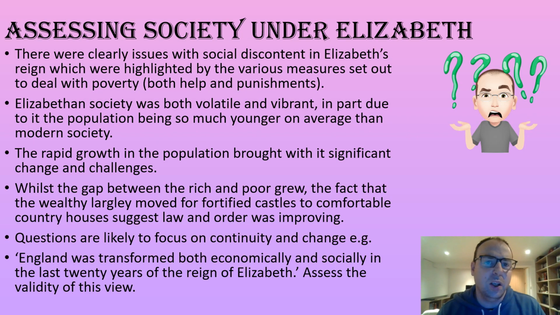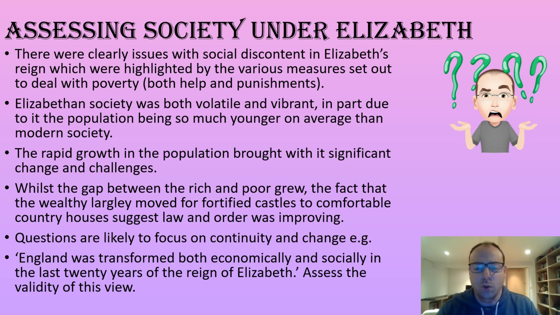In terms of assessing society under Elizabeth, clearly there are issues with social discontent in Elizabeth's reign, which are highlighted by, for example, various measures set out to deal with poverty, both helping the poor and punishing the poor for vagrancy and various other things, and refusing to accept wages. Again, I'll look at more of that in the economic bit, but that clearly underlines the fact that there were economic issues which did lead to discontent.